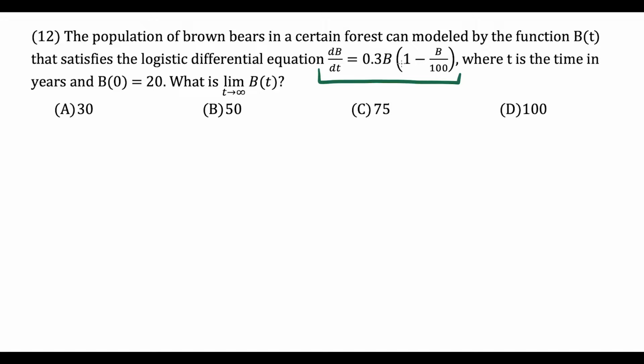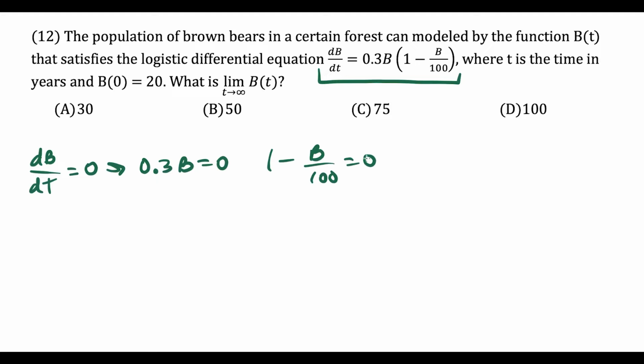With these, what I highly recommend that you do is look for when dB/dt would be equal to 0. If we work this out here, we would set each factor equal to zero. We would have 0.3B equals 0, and we would have 1 minus B over 100 is equal to 0. If you solve both of these equations, B equals 0 comes from the first one. And this one you could probably just do in your head. 1 minus 1 is 0, so B would have to be 100 in order for this to work.